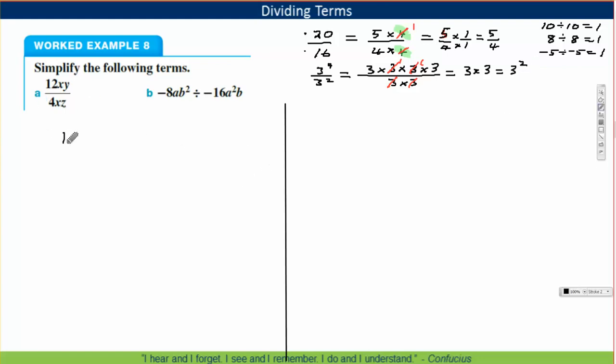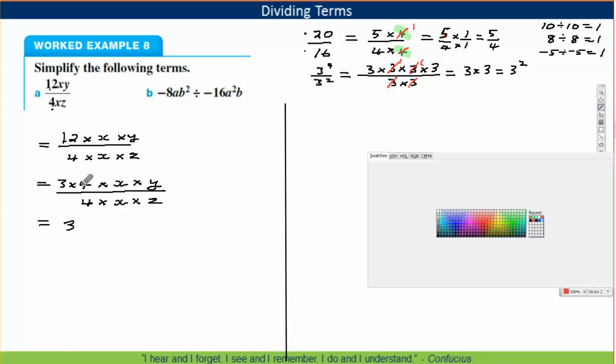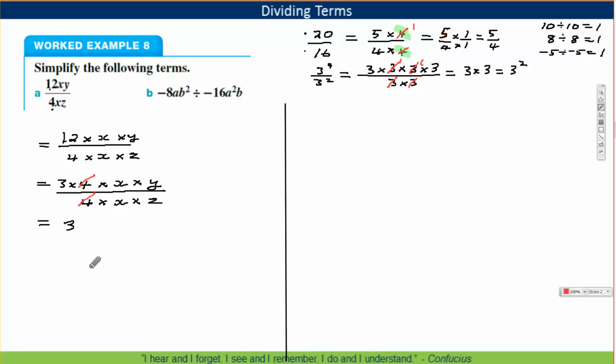So division. We've got 12, and what I'm going to do here is divide these out. Hopefully most people will see straight away 12 divided by 4 is 3. If not, let me just write it out in full. I'll put the multiplication symbols in, and you'll see, well, 12 is 3 times 4 times x times y, all over 4 times an x times a z. You can clearly see now that there's a common factor of 4. So that cancels out and we're left with 3.